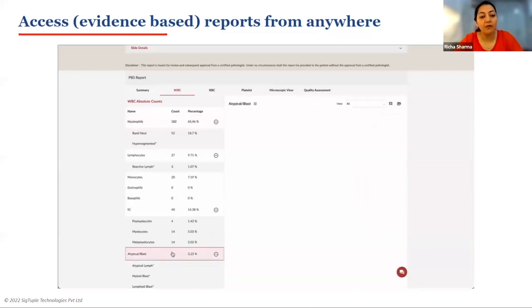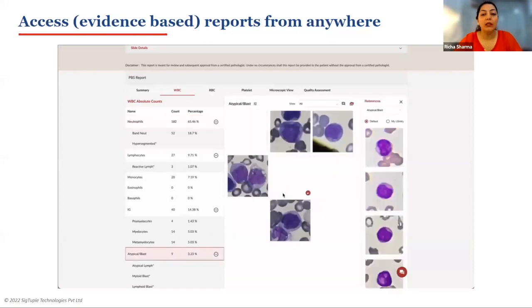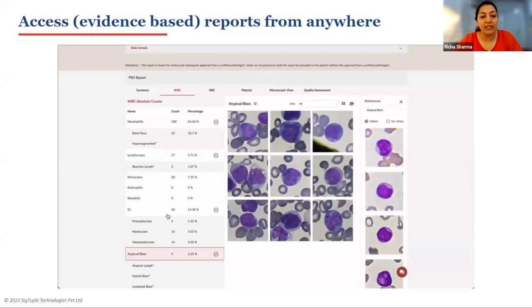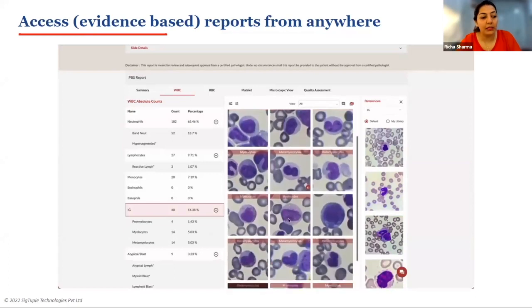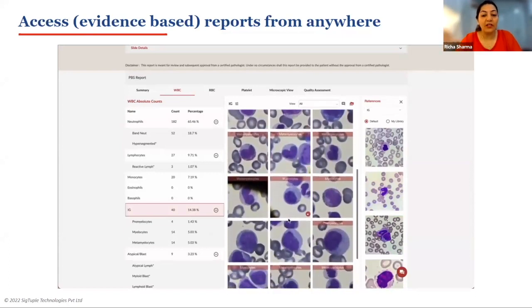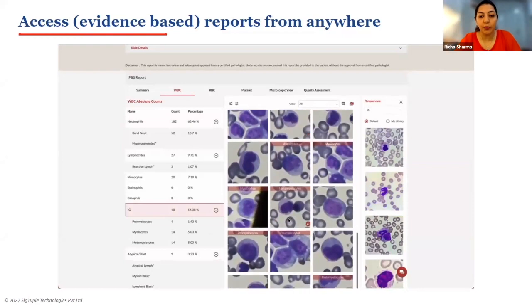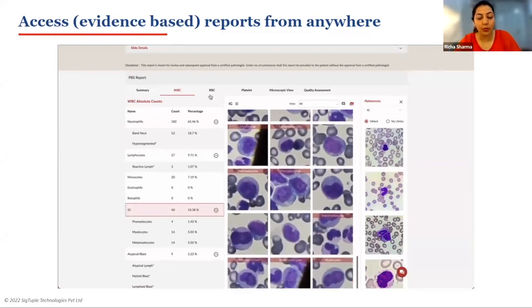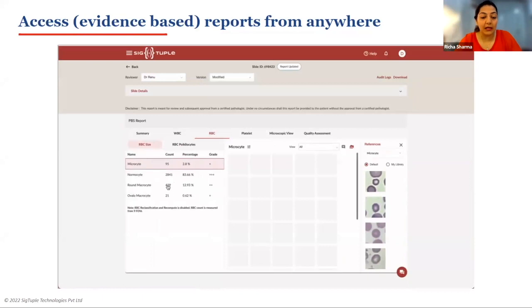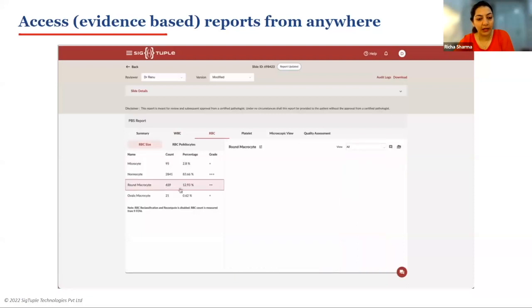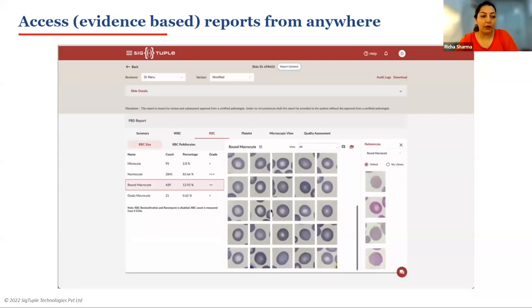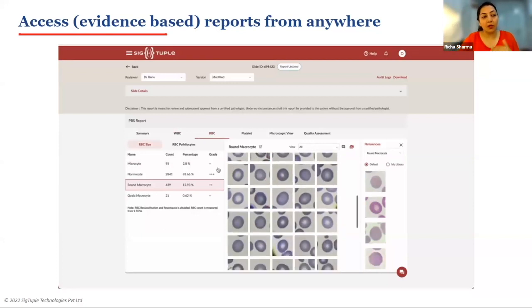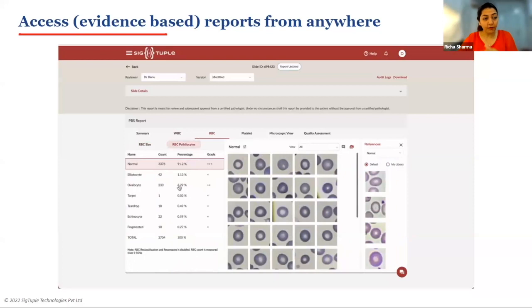Everything is evidence-based. Whatever cell the model is classifying as a blast will be shown to you in the picture, and it will also locate the cell where it's present in the entire smear. Imagine when we get a slide on our microscopes, we take time to locate the slide, locate the blast, locate the required cell. But this has already done that work for you. So all your work is basically just to review the entire report, agree or disagree with what it is saying, finalize it and sign out the report. So it has reduced the time required in reviewing the smear.